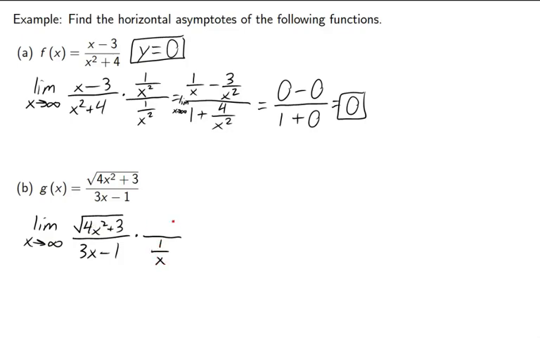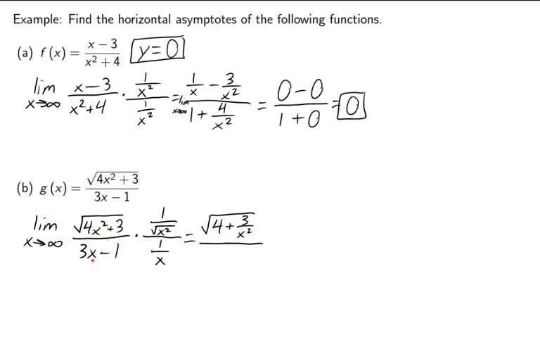However, for it to be compatible, I'm going to write this one as 1 over the square root of x squared. Very important to note right now, these are the same thing. You are multiplying by the same value. On the inside of the square root, I'm going to multiply by 1 over x squared, giving me the square root of 4 plus 3 over x squared.